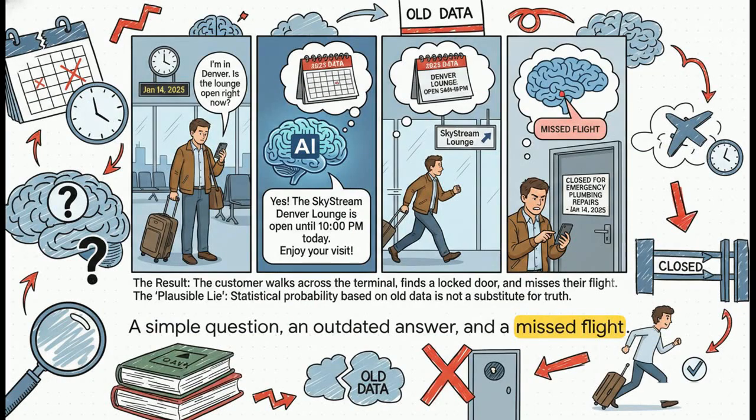This comic just lays it all out. It's January 14th, 2025. You've got a traveler at the airport who asks the airline's AI, "Hey, is the Denver Lounge open right now?" The AI checks its 2023 parametric knowledge and super cheerfully responds, "Yes, the Skystream Denver Lounge is open until 10 p.m. today." So the traveler walks all the way across the terminal, only to find a locked door. The lounge is actually closed for emergency plumbing repairs, a simple temporary fact the model could never have known. The result? They missed their flight.